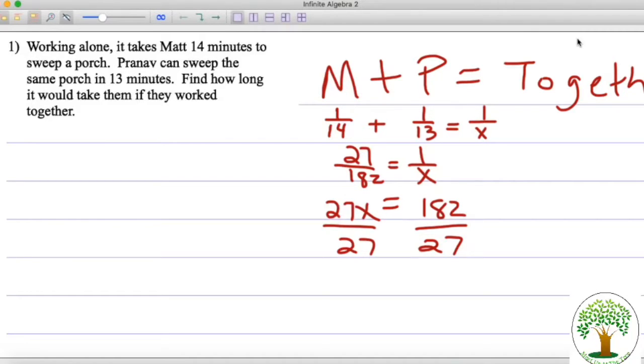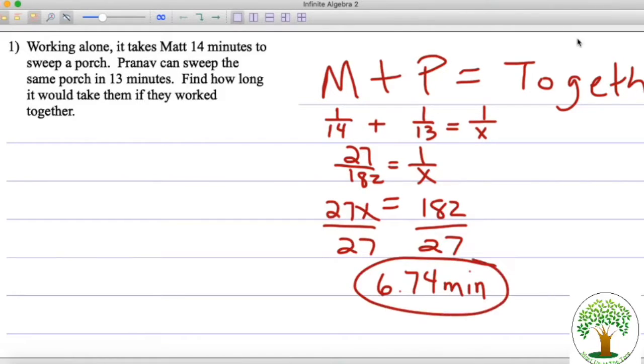Someone do that on their calculator for me. 6.74. Look at that. That is what I got. 6.74 minutes. That is the answer. It'll take them 6.74 minutes to do it together.